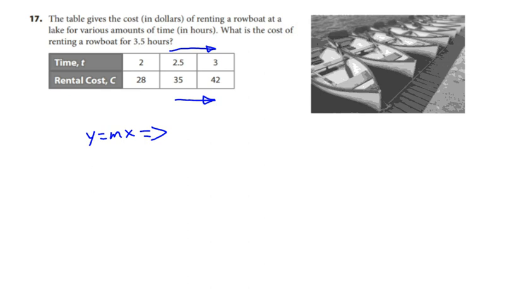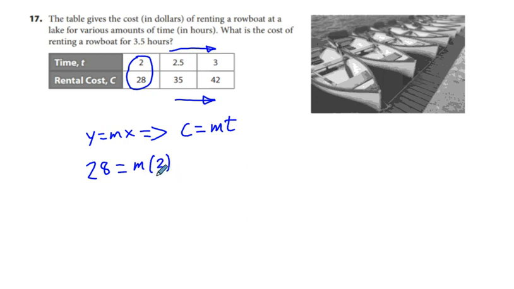We're going to put that down. It's what is the cost of running a rowboat. So we're going to say cost is going to be equal to m times t is how we're going to do this one. So in this instance, if we take the first point here, we have 28 is going to be equal to m times 2.